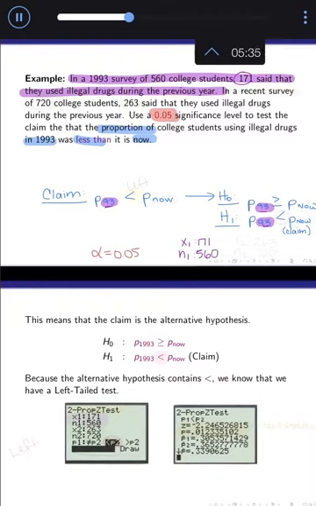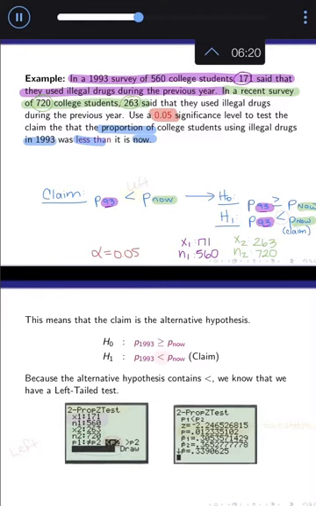Now, the second set of numbers, which is what happened now, that's the recent survey. That's the now part. It should be listed as your X2, N2. Again, the X should be the smaller number, the number that would go on top of the fraction, which is 263. And the bottom number would be the total, the 720. So let's see what this is going to look like when we run it. Again, we have two proportions, so we use the two-prop Z test in our calculator.